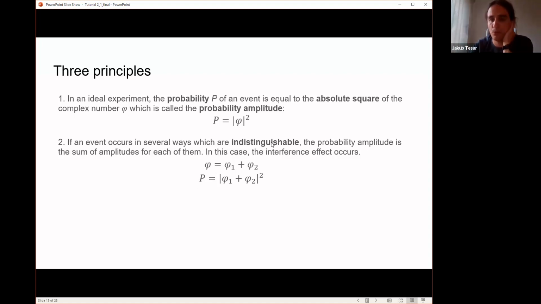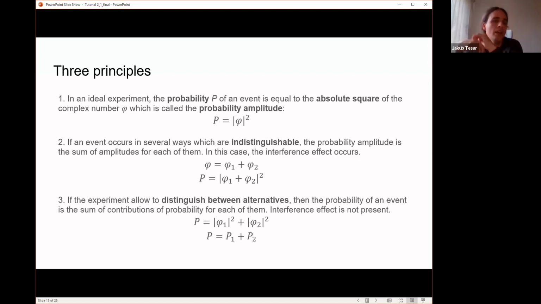and then we may get a probability by taking the norm square of this amplitude. And the last one: if the experiment allows one to distinguish between alternatives, then the probability of the event is the sum of the probabilities for each of them. In this case, the interference effect is not present. So if we are able to distinguish these two paths, and obviously we can generalize it to n paths, then we first take the norm square of each amplitude, and then we add them together.